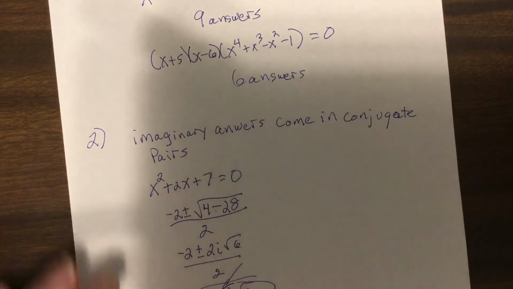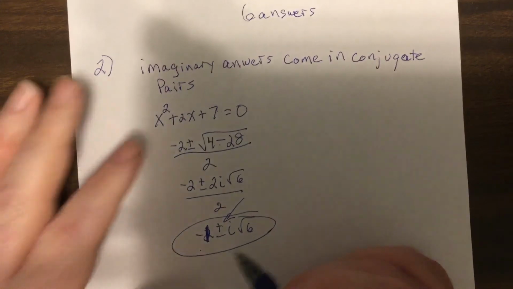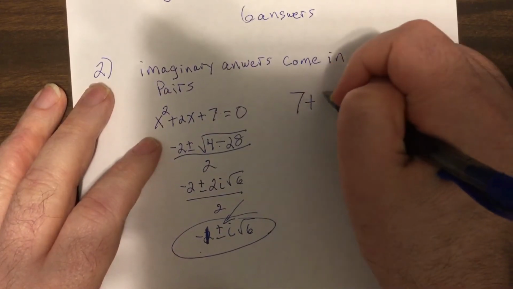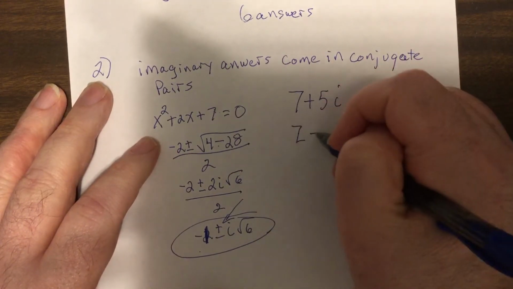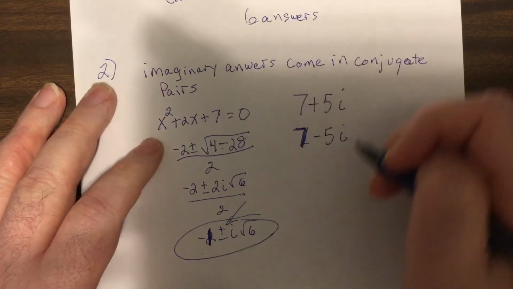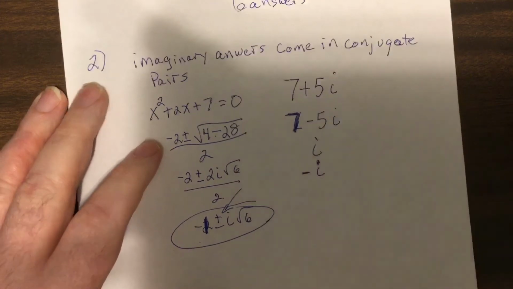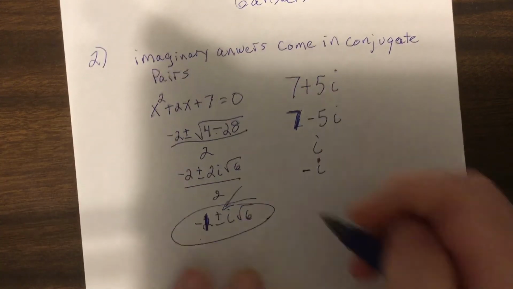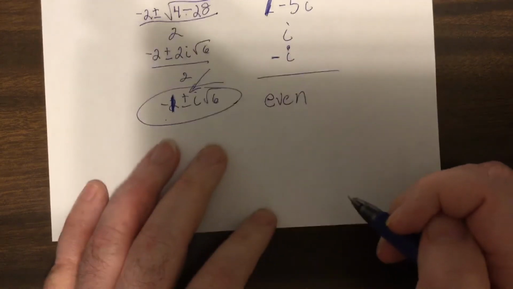Because of this plus or minus, the answers have to be conjugates, meaning one positive, one negative, but the terms are the same. So if I said, hey, I know 7 plus 5i is an answer, you'd say, I already know 7 minus 5i is an answer. If I tell you i is an answer, then minus i is an answer, because they have to come in conjugate pairs. Also, it tells you you have to have an even number of answers.